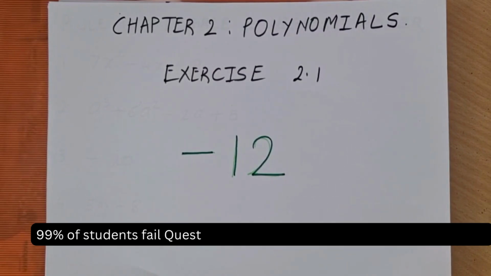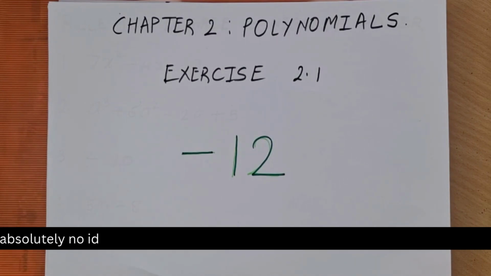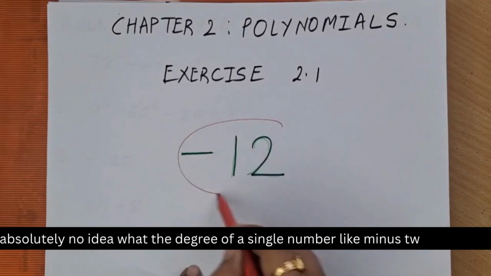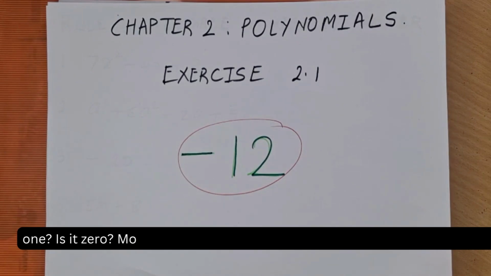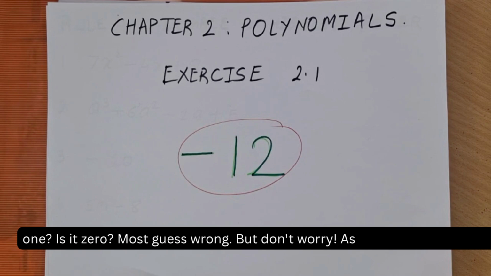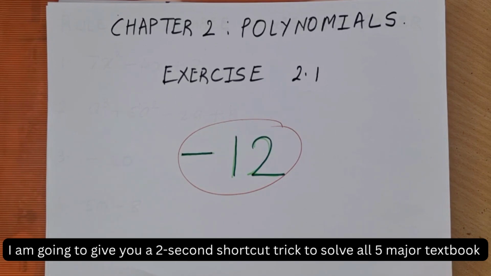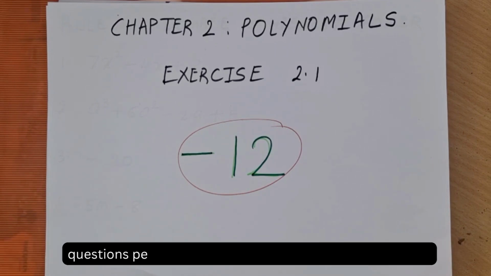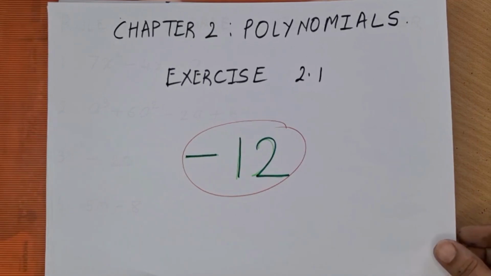99% of students fail question 1, part 3 of exercise 2.1 because they have absolutely no idea what the degree of a single number like minus 12 is. Is it 1? Is it 0? Most guess wrong. But don't worry. As we start our exercise today, I am going to give you a 2-second shortcut trick to solve all 5 major textbook questions perfectly. Grab your pen. Let's unlock the secret.